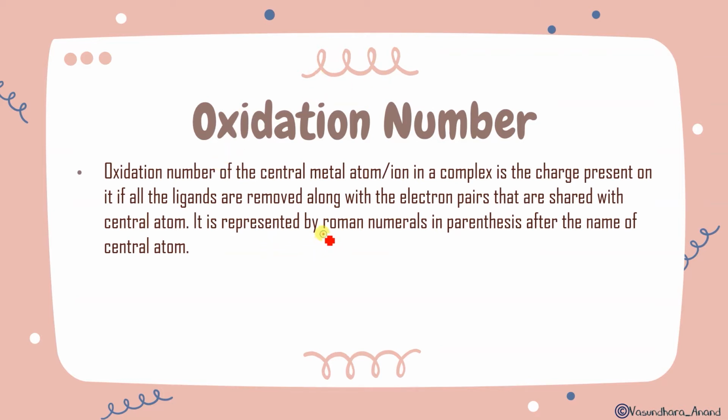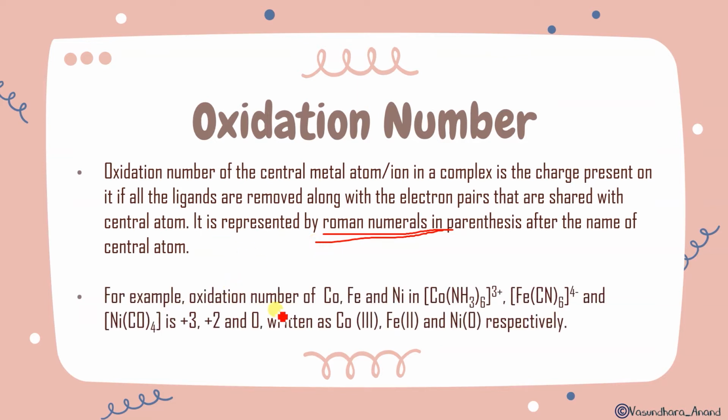It is an important thing in coordination chemistry: the oxidation number should be mentioned in Roman numerals in parentheses just after the name of the central atom. We write the metal, and after that the oxidation number in Roman numerals. For example, the oxidation number of cobalt, iron and Ni in these 3 different compounds is +3, +2 and 0. How we find it, don't worry about that. For now we just see this. So it will be written as cobalt (III), Fe (II), Ni (0) respectively.